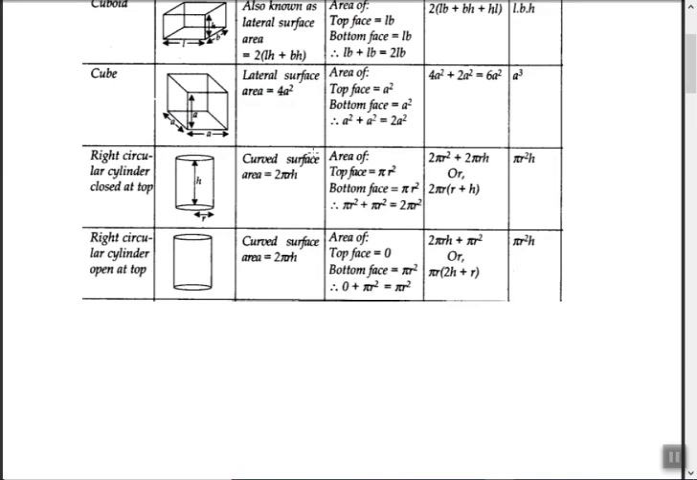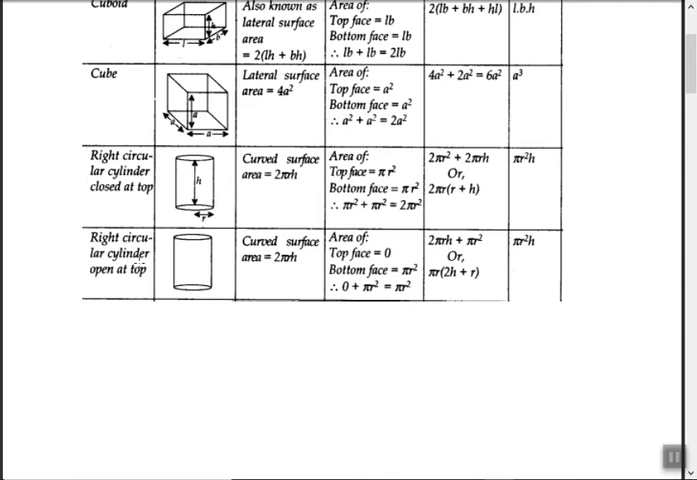Curved surface area is what? 2 pi r, this circumference, into this height. That is the curved surface area. Top surface area is pi r square, bottom surface area pi r square, because it's a circle. So pi r square plus pi r square, 2 pi r square. Now total surface area is 2 pi rh plus 2 pi r square. And volume is pi r square, the circle, into height, pi r square h.